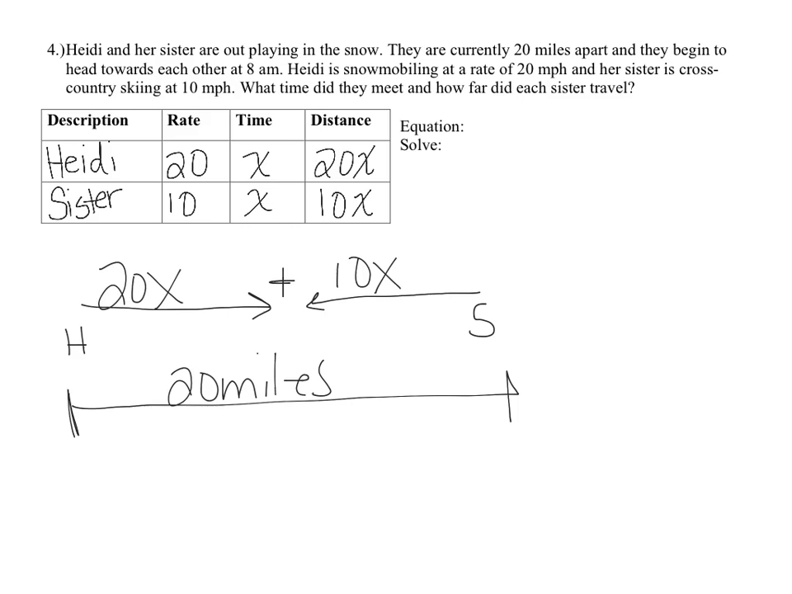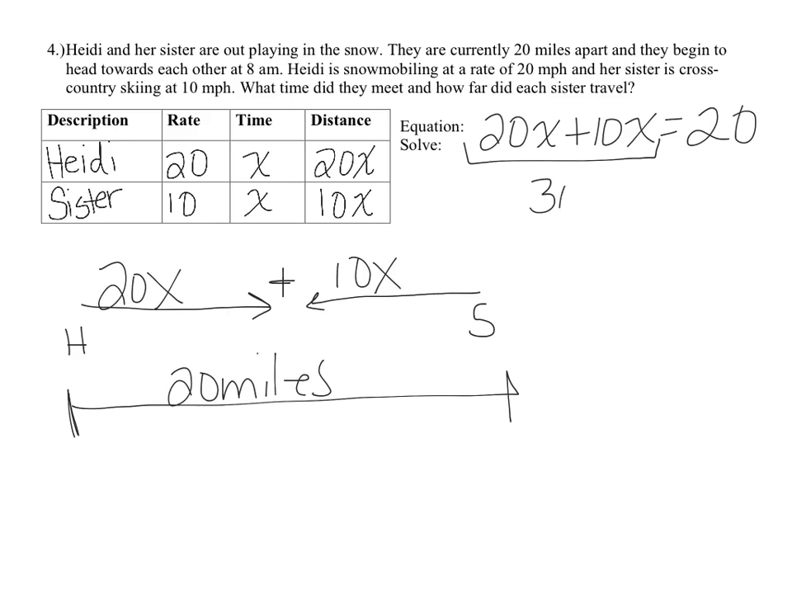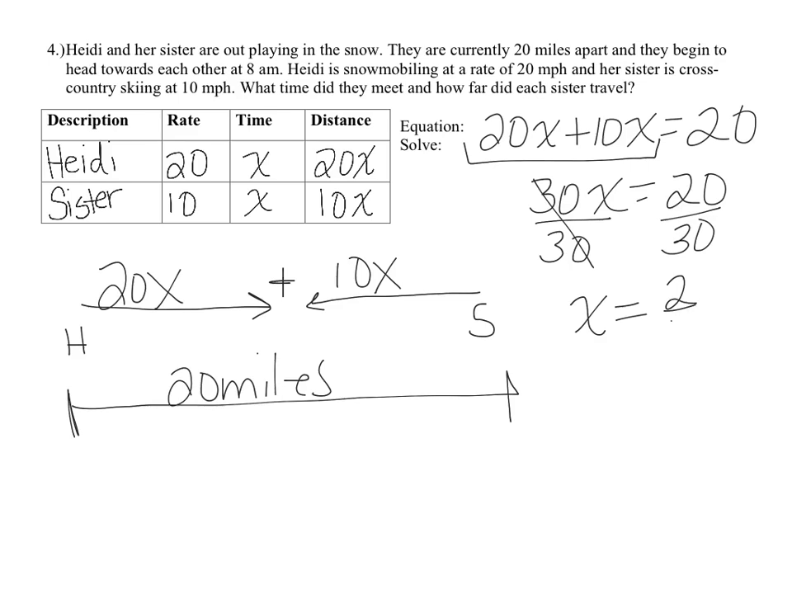So this is another one where for the equation, you're going to add your two distances together. So it's 20x plus 10x equals 20 miles. So now I'm going to go ahead and combine my like terms. 20x and 10x is 30x equals 20. And then I'm going to divide both sides by 30. And this should not freak you out because you are going to get a fraction. You're going to get x equals, well, 20 over 30 reduces to 2/3.